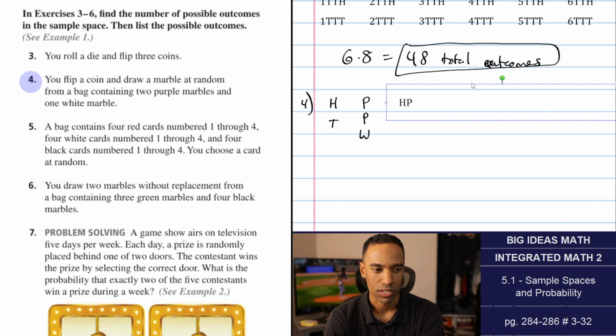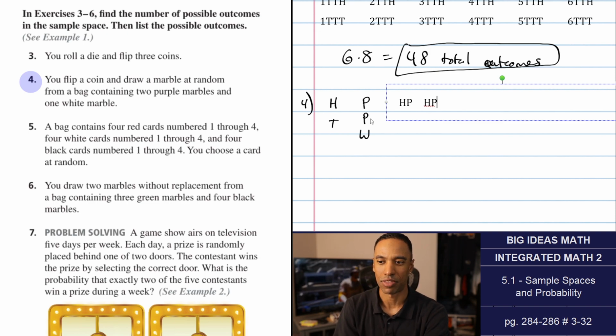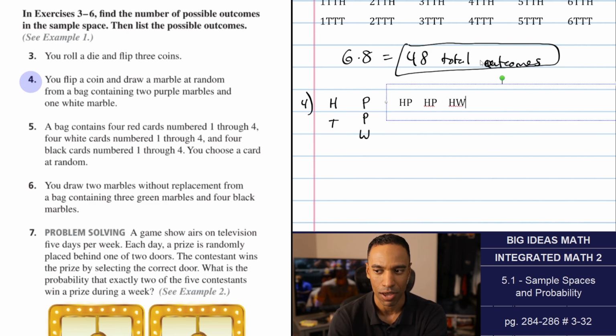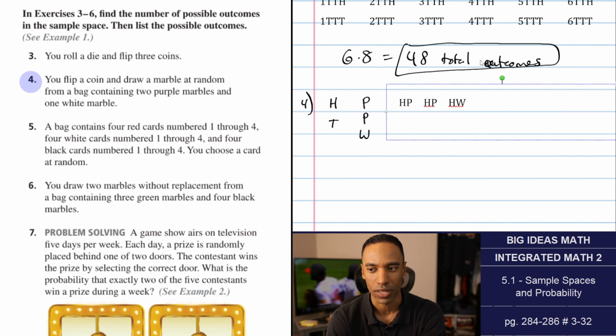Let's see, should I say tails next? Or tails and take out, let's see. I'm trying to think which way I should do it. You can land on heads and take out the purple, land on heads, take out the other purple, or land on heads and take out that one white. Or you can land on tails, take out, oh, this is a small sample space anyway. Tails take out the purple, tails take out the other purple, or tails take out the white.